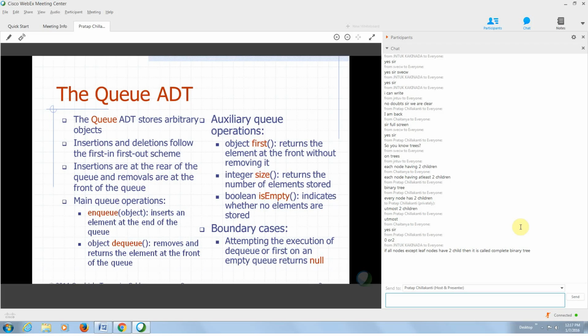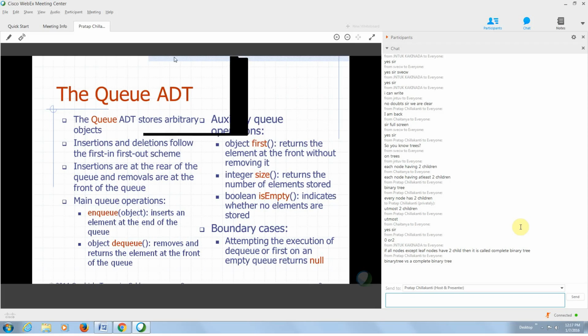So you have a binary tree versus a complete binary tree. When everything has two children, except the leaf of course, then it's a complete binary tree.